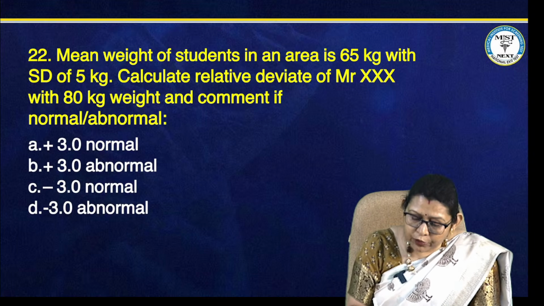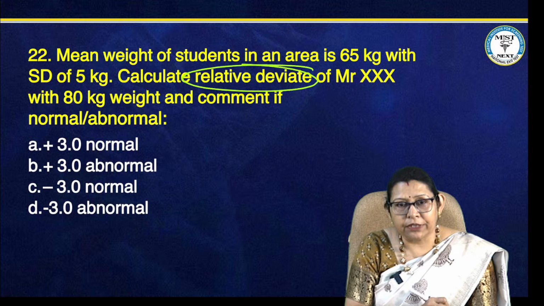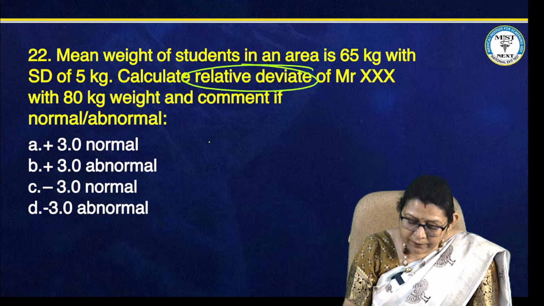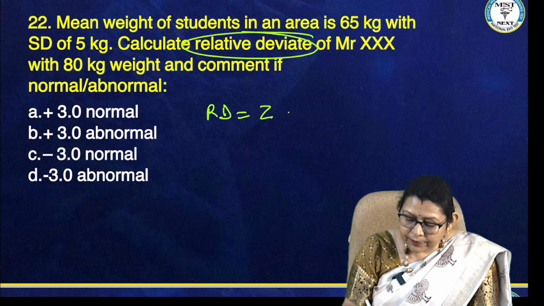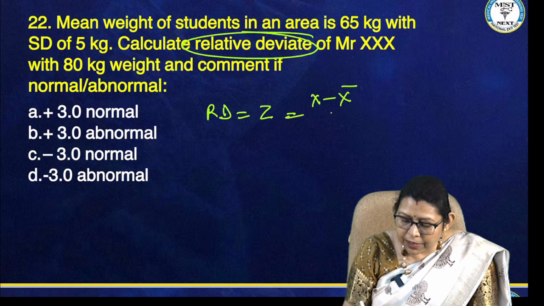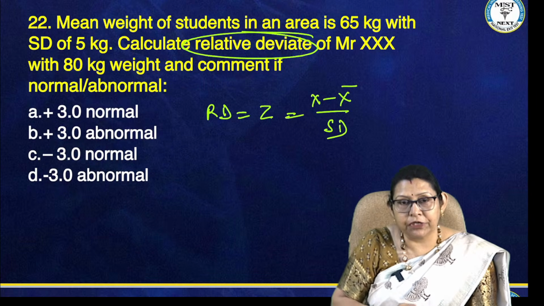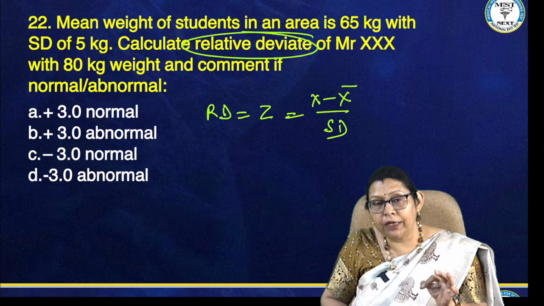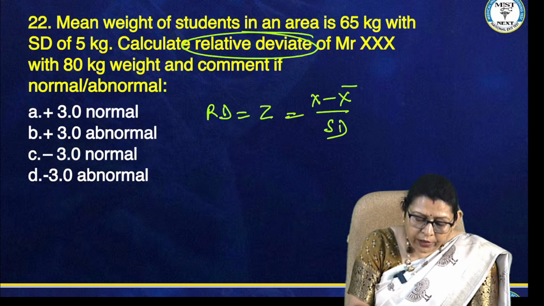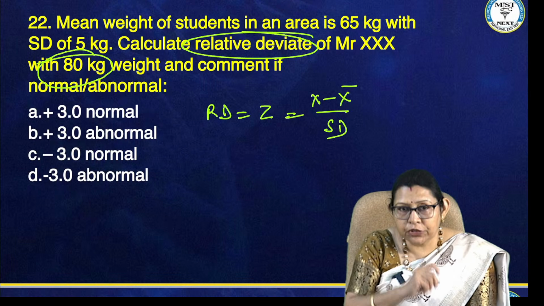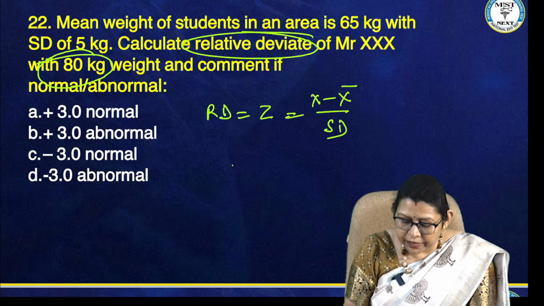हैं. अब यहाँ पे what they are trying to ask is a relative deviate. अब formula क्या है relative deviate का? Relative deviate, it is also known as a Z-score, and it is x minus x bar divided by standard deviation. ठीक है, x means actual value for which you have to calculate the deviation, x bar is the mean value. You have to just calculate the deviation of a student with the weight of 80 kg.